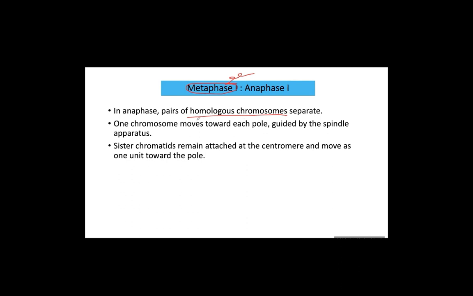So, anaphase 1, homologous chromosomes separate, but sister chromatids remain attached. A sister chromatid has not separated yet. Only a pair of homologous chromosomes say bye-bye. That is the event in anaphase 1.